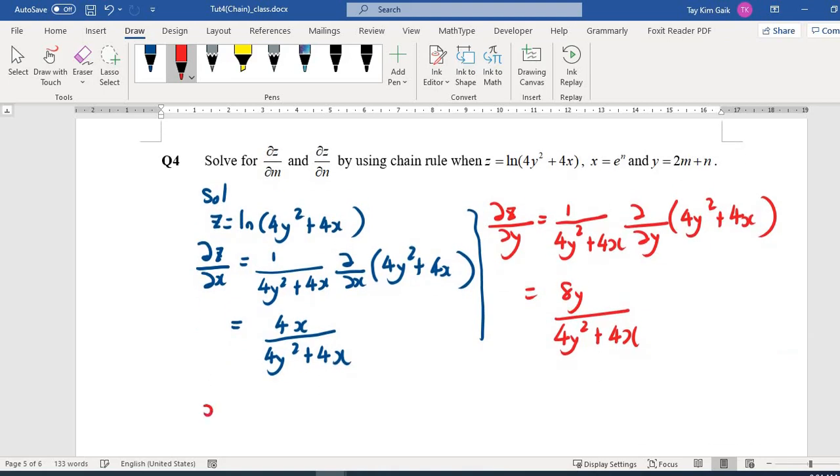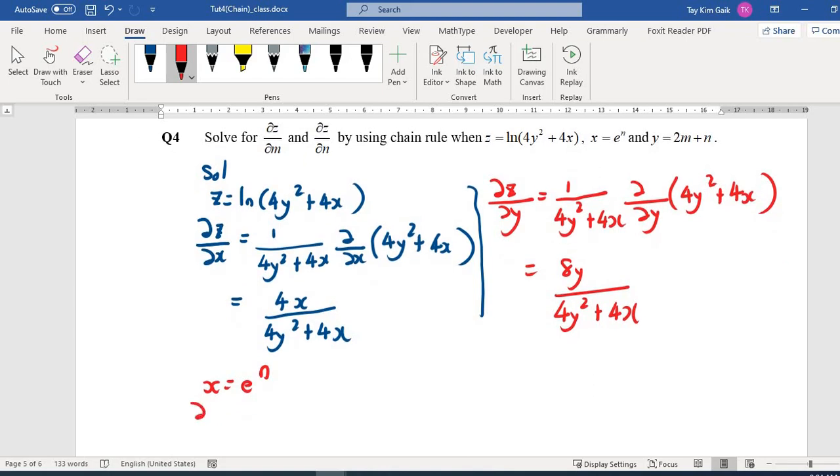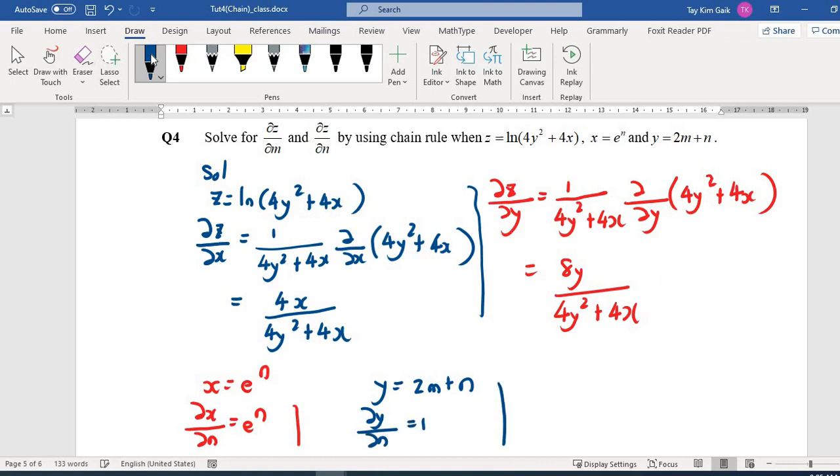Okay. You have x is exponent n. So you can find del x del n, which is exponent n. Here you have only del x del n, because x has only one variable, one parameter n. And then y is 2m plus n. So you can find del y del n, which is 1. So del y del m is 2.